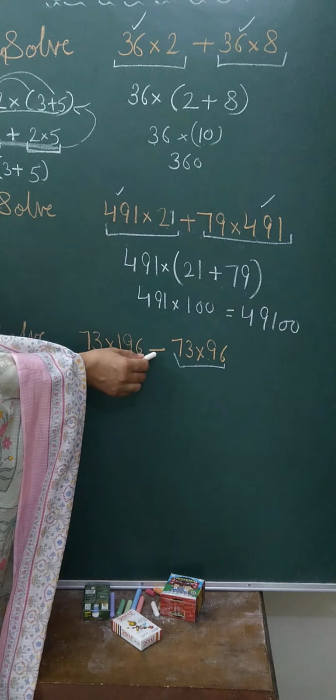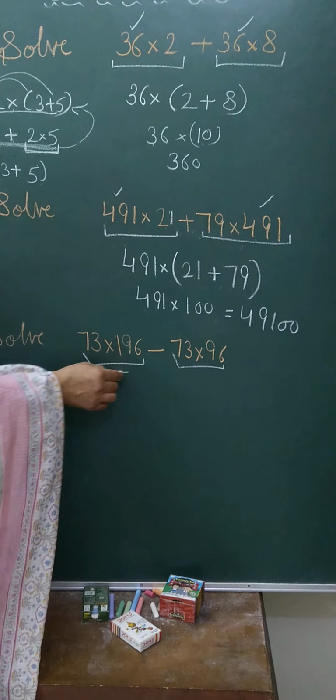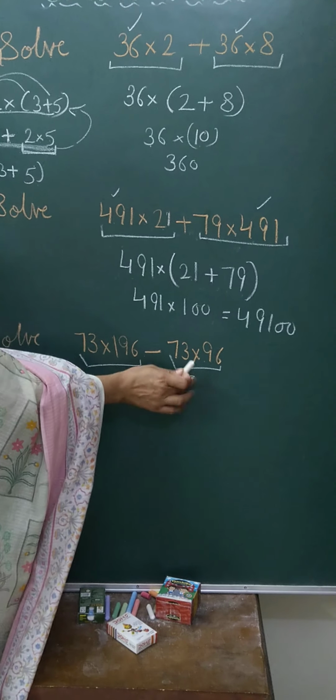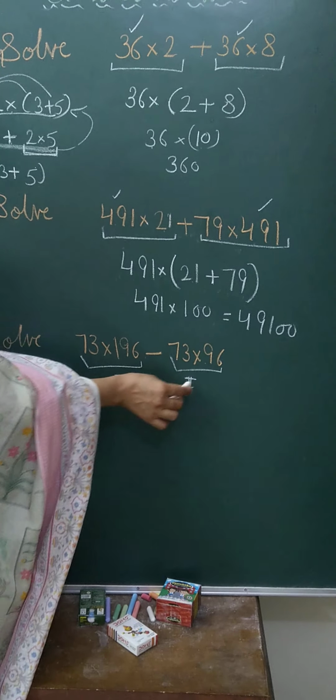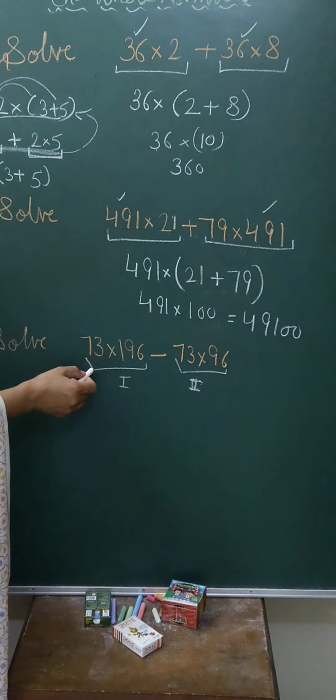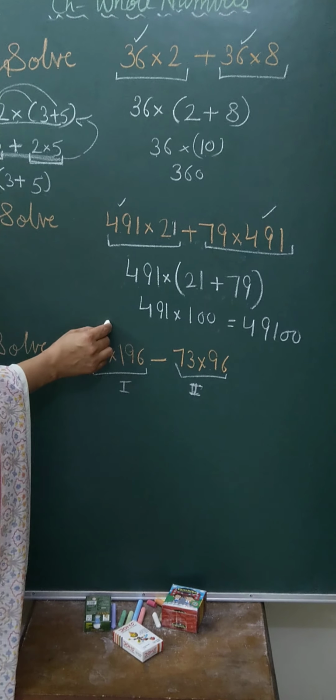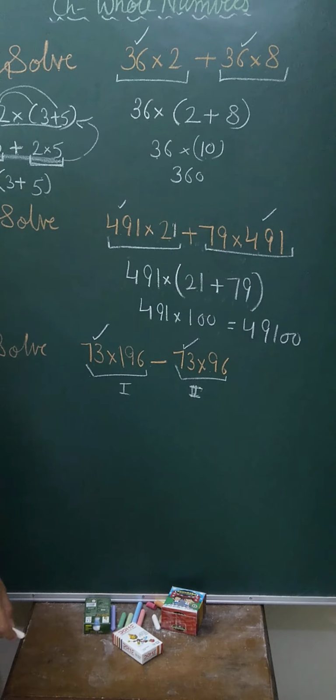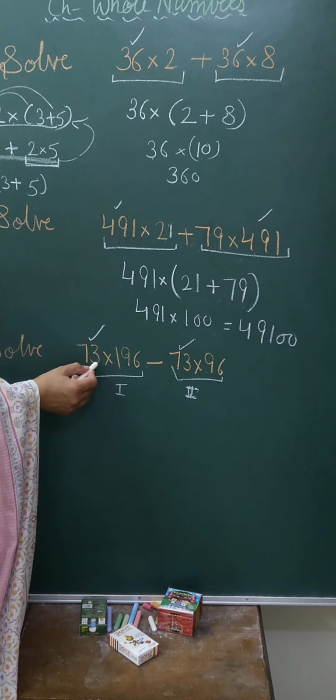The in-between sign that is separating the two parts of your question can be addition and can also be subtraction. Now in the first pair and in the second pair, is there a number which is common? Yes, I can find that. It is 73, and here also the number is 73, and it is along with the multiplication sign.